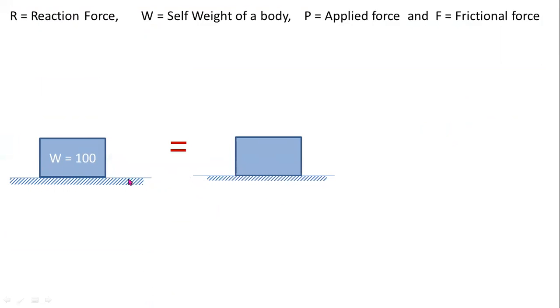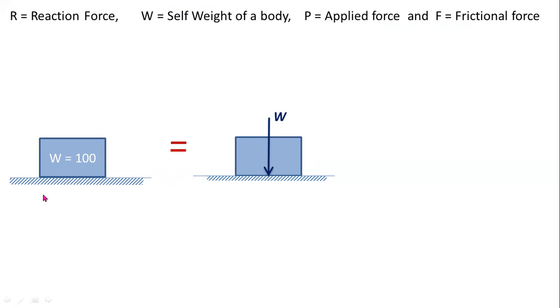Okay. First of all, you have to draw a free body diagram for this problem. Okay, this is the given condition. Here W is the self weight. The self weight of a body always acts vertically downwards. Okay, W equal to 100 newtons. Self weight always acts vertically downwards.